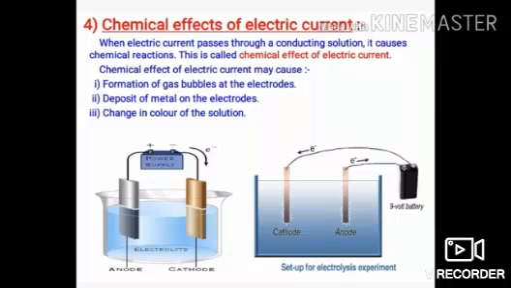Now understand electrolysis. The effect in which the components of a compound get split due to the passage of an electric current through it is called electrolysis. Now understand the applications of the chemical effect of electric current. The first one is electroplating. Electroplating is a process in which a layer of metal is deposited on another metal with the help of electricity.